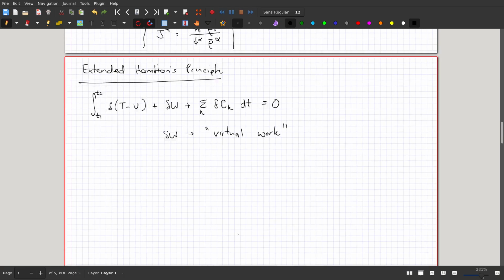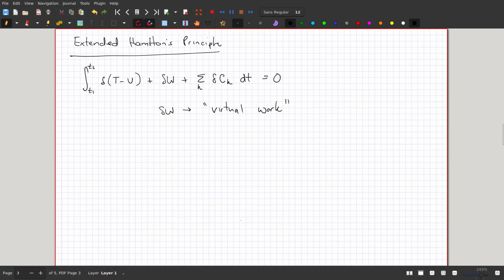Okay, so the first thing we're going to do: if I wrote out all the terms and put them into that equation and started computing variations, it would fill up pages. If I try to do it all in one go, it would just be too much to deal with. So we're going to take the variations of those terms individually, like we did before. We'll compute the variation of T, the variation of U, write down what the virtual work is, and compute the variation of the constraints. Then we'll collect all the terms like we did before.